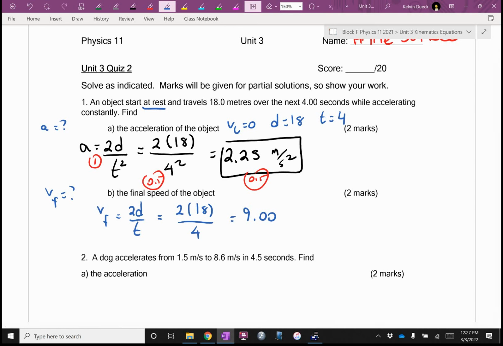Units, it's a velocity. Meters per second, right? Okay.